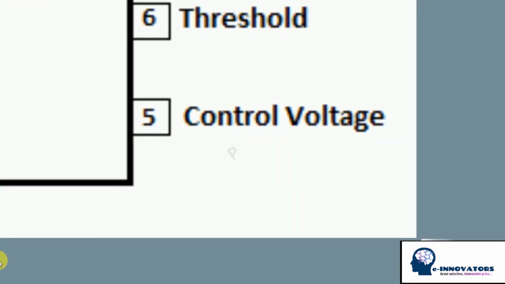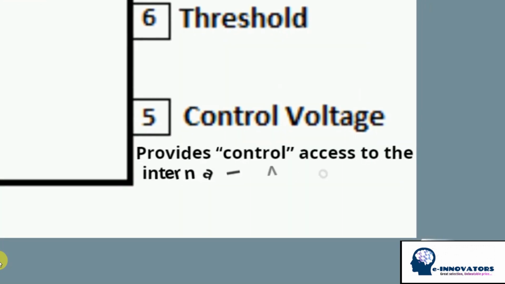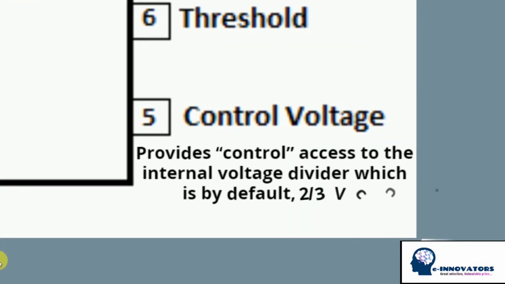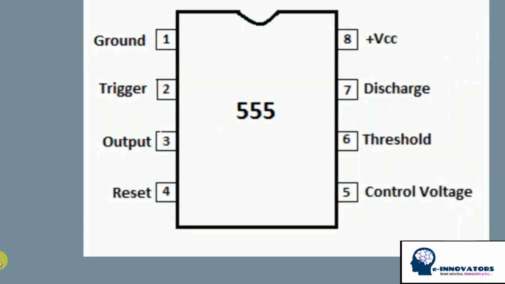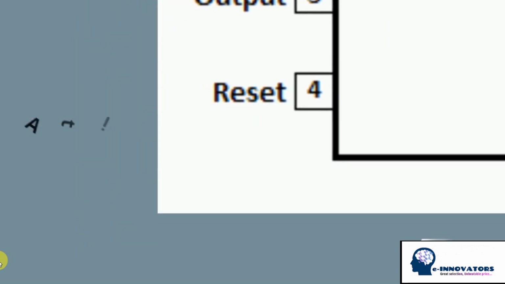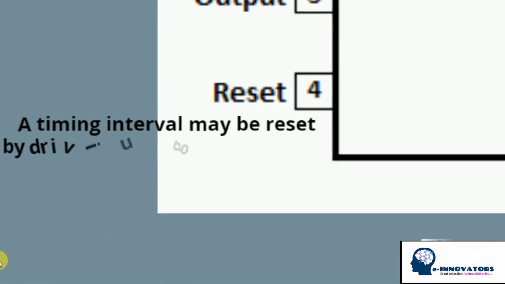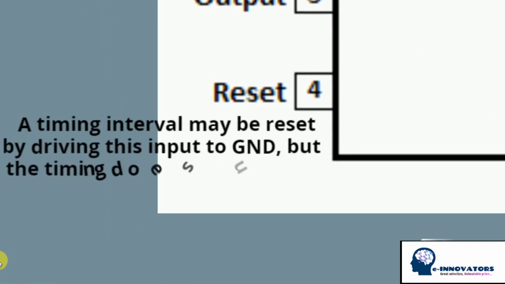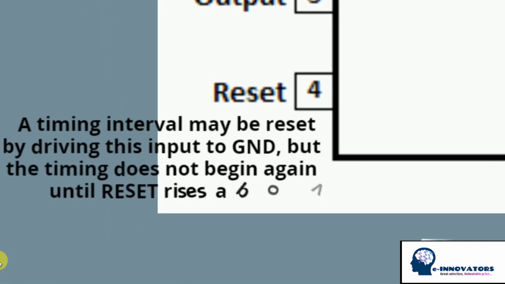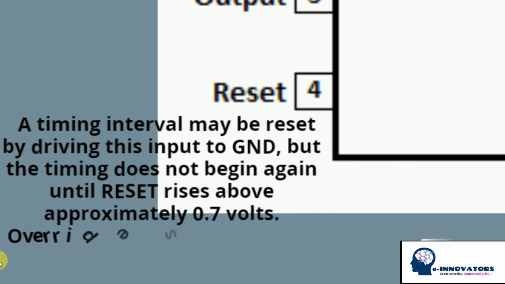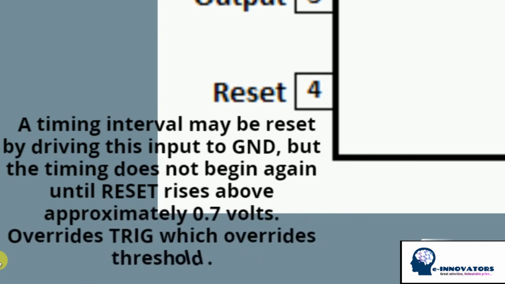Control voltage, provides control access to the internal voltage divider, which is by default 2/3 VCC. Reset pin, a time interval may be reset by driving this input to ground, but the timing does not begin again until reset rises above approximately 0.7 volts. Overrides trigger, which overrides threshold.